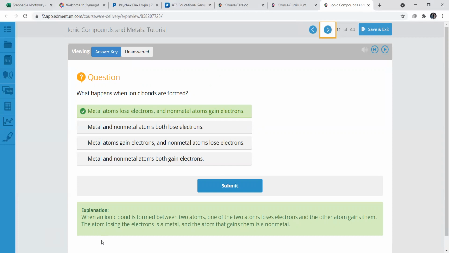So the explanation: when an ionic bond is formed between 2 atoms, one of the 2 atoms loses electrons and the other atom gains them. So that is just the main difference. It's just restating that for you. The atom that loses the electrons is a metal. The atom that gains is a non-metal.